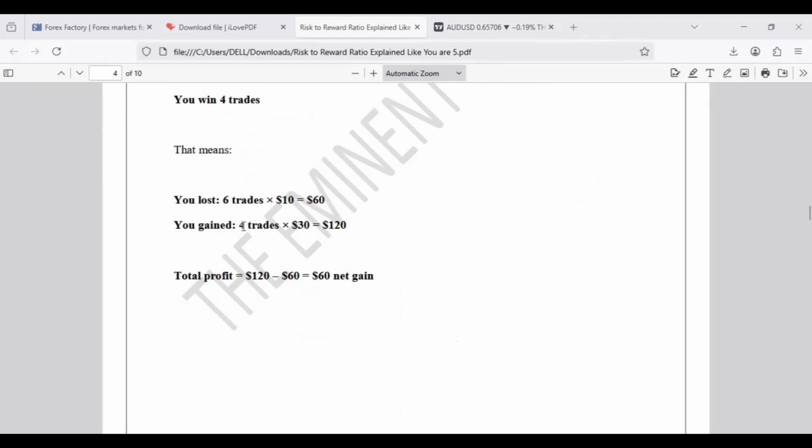But those 4 trades that you win, for each trade that you won, you got $30. $30 times 4 is $120. At the end of that 10 trade cycle, you are on $60 profit, which is your net gain. Sure, you get the gist now.